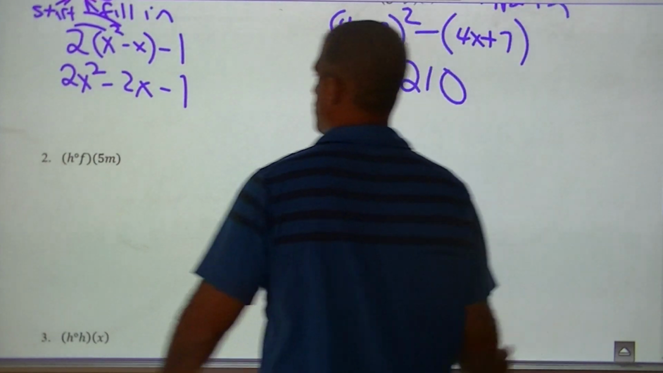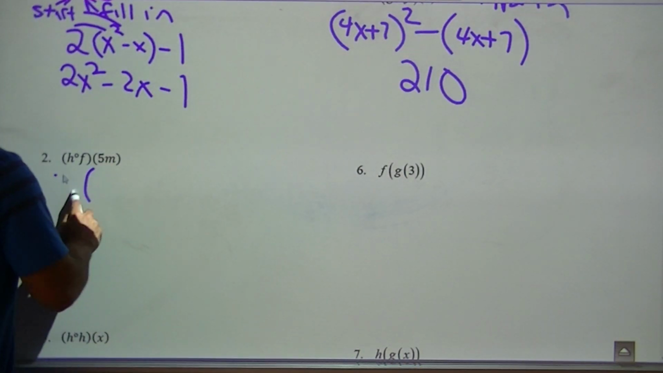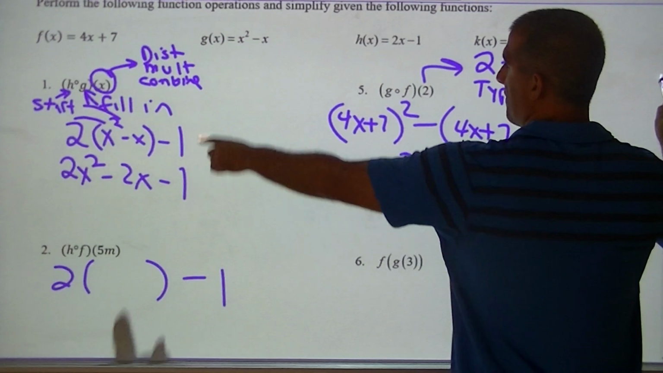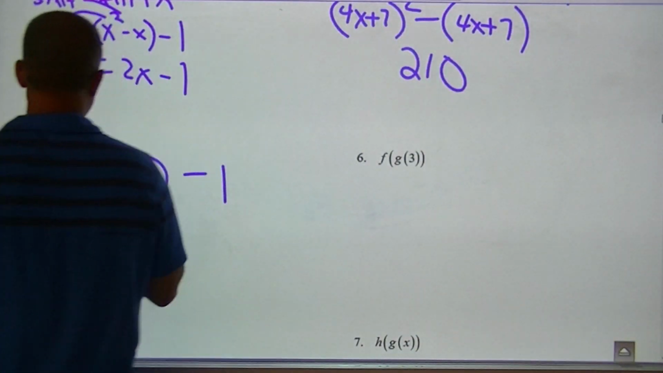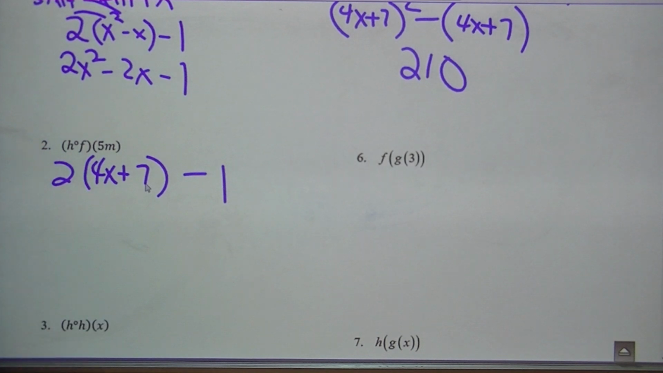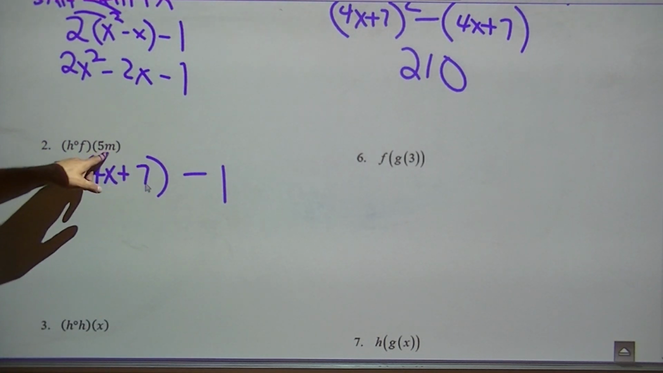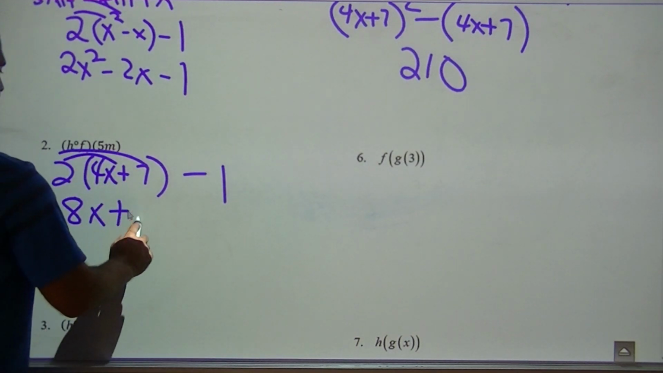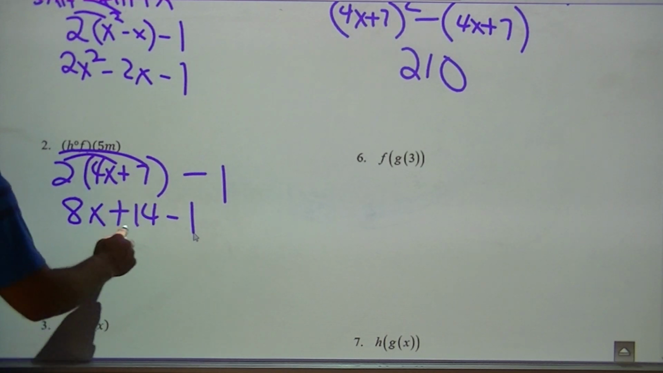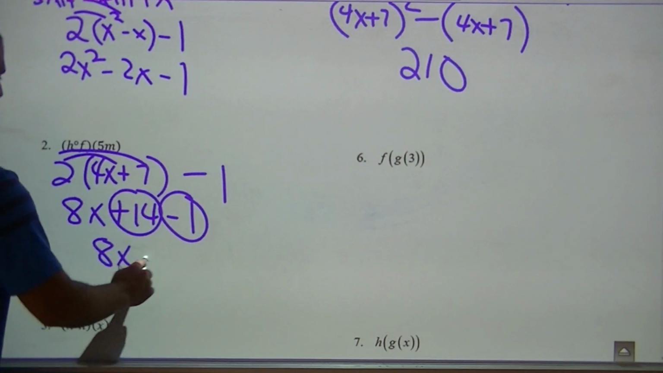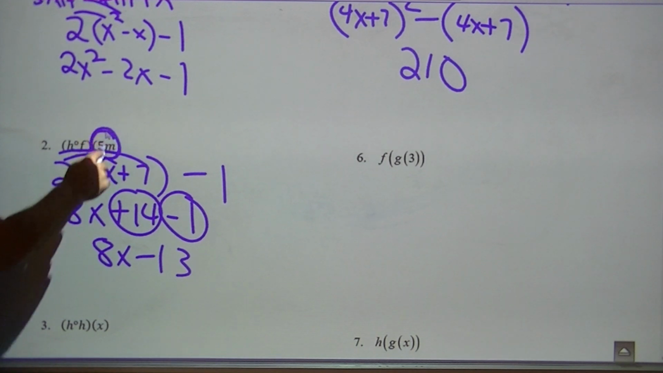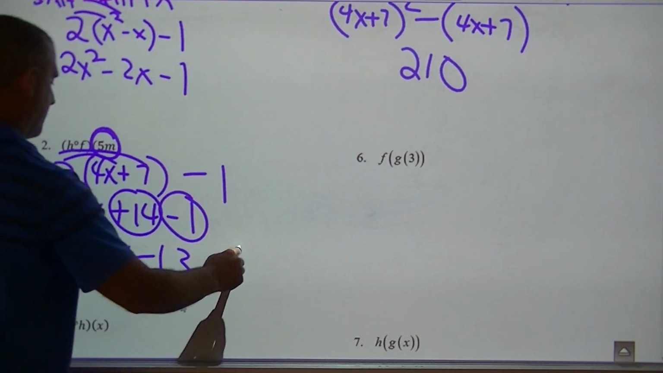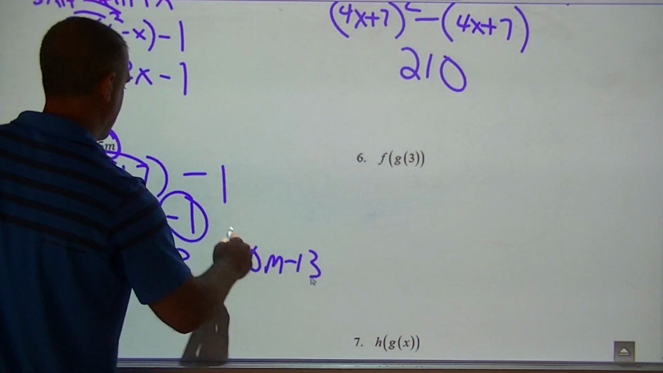H of x, H will be 2x minus 1. So I'm going to start with 2 blank minus 1. I'm going to fill in the f function, which would be 4x plus 7. Even though it's got a 5 in there, we're still going to distribute this. That's going to be 8x plus 14 minus 1. If I combine this and this, that's 8x minus 13. Now, with the 5m, all we're going to do is put 5m right here. So that turns into 40m minus 13. And that's the final answer.